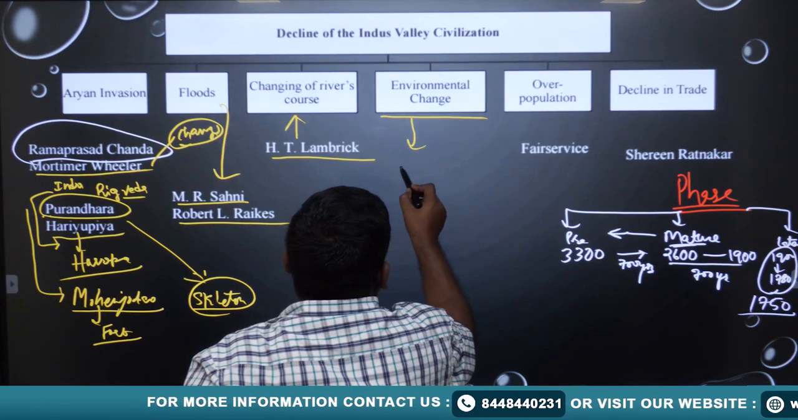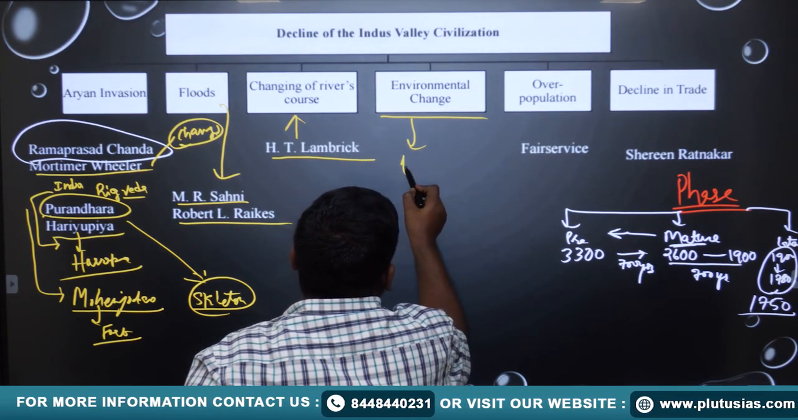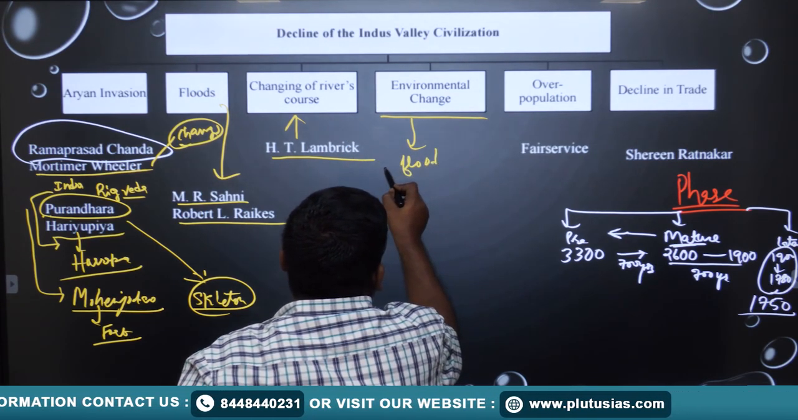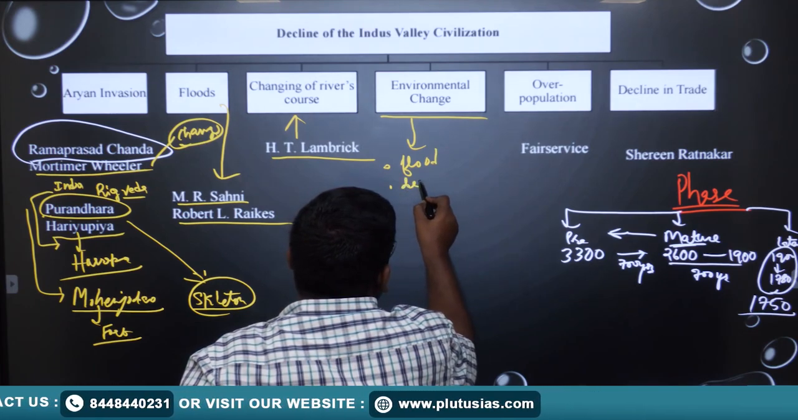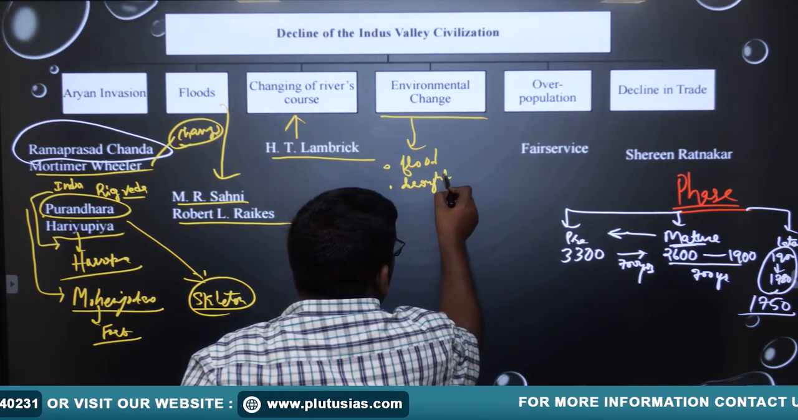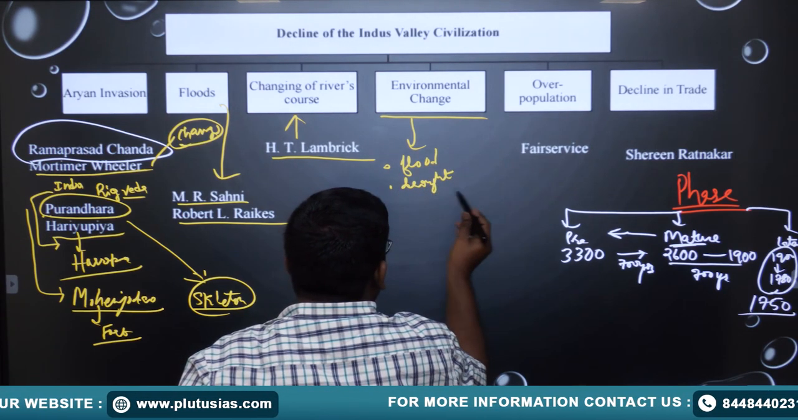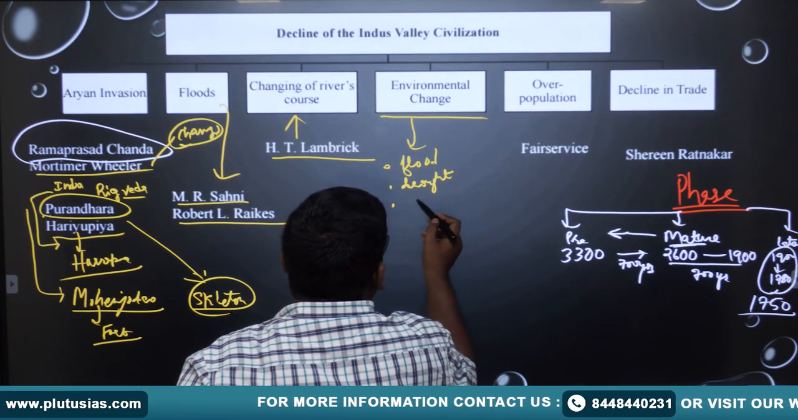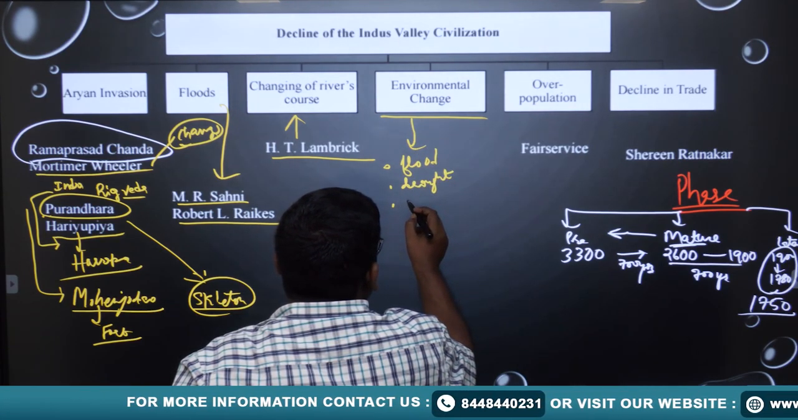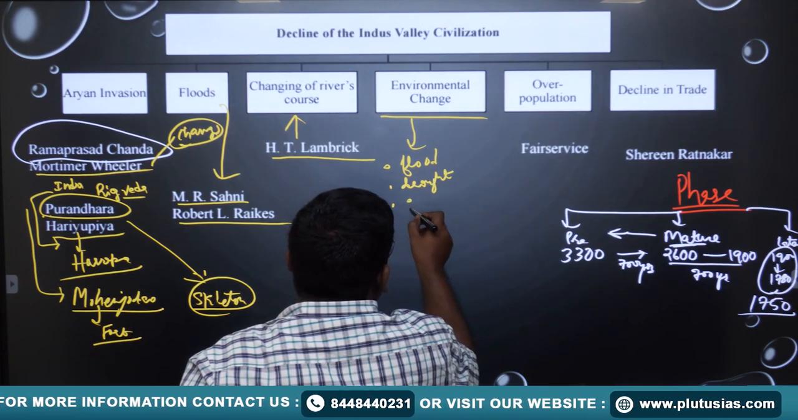Environmental change means there may have been floods. There may be drought: due to the shortage of rain, a drought may have come, so the people had nothing to eat. Then we have drought, flood, earthquake.